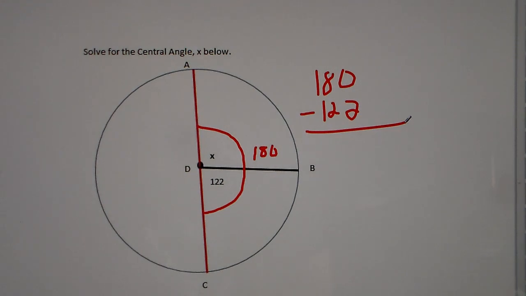180 minus 122 gets us 58, so x is equal to 58.